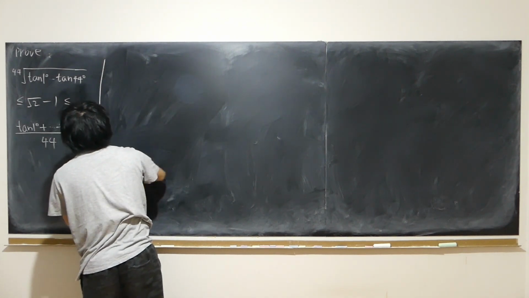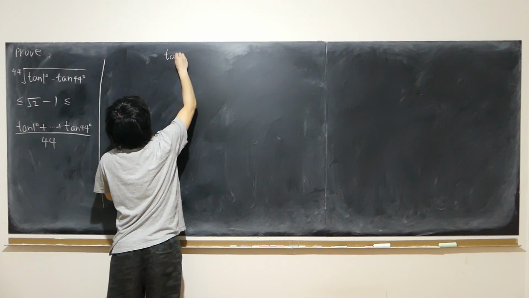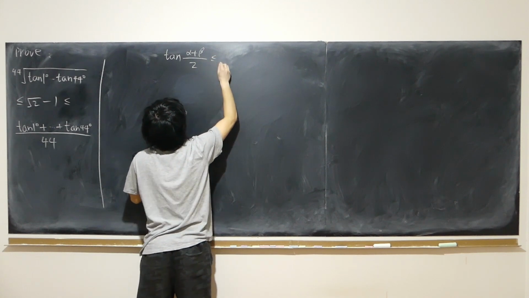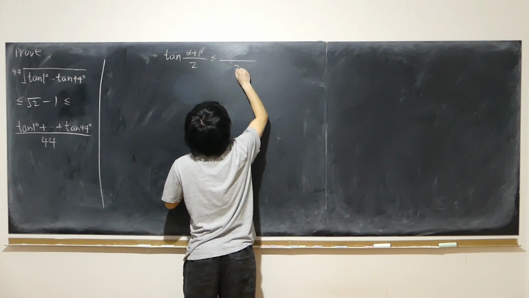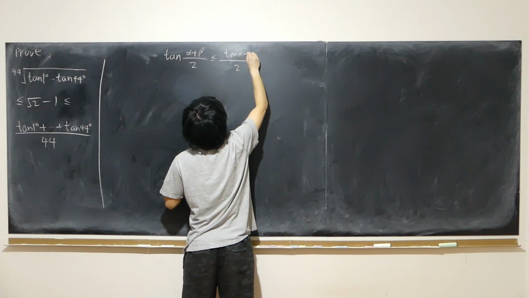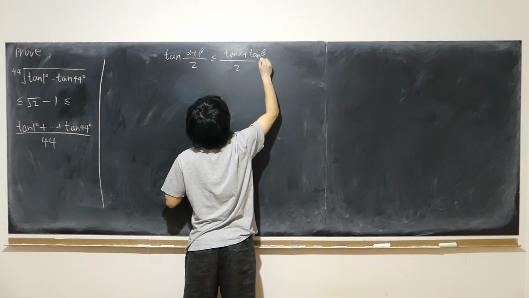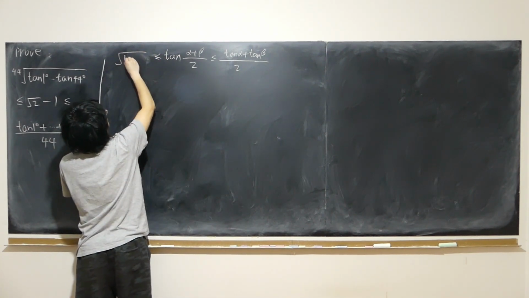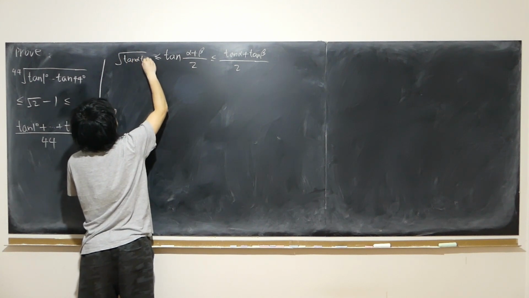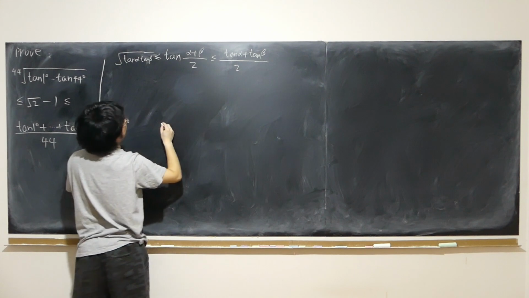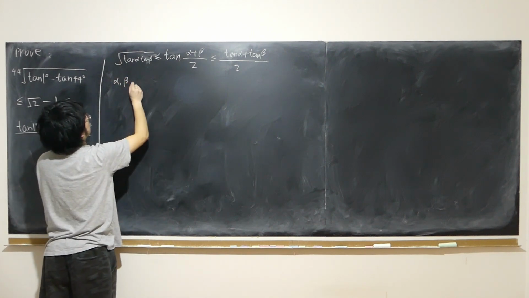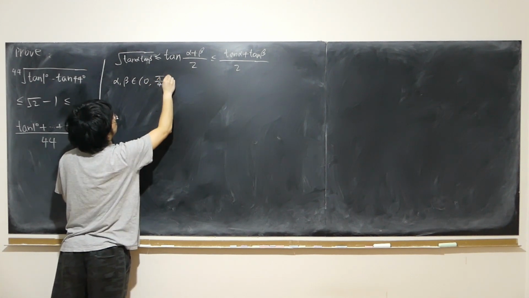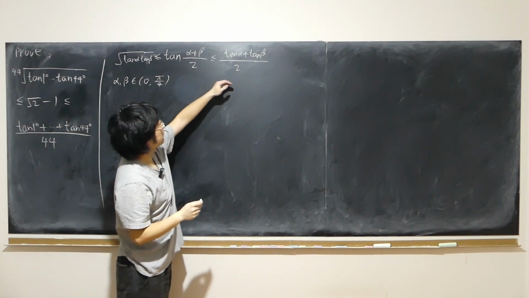And so first, let me just make the following claim. The tangent of half of alpha plus beta is less than or equal to half of tangent alpha plus tangent beta, which is bigger than or equal to the square root of tangent alpha times tangent beta. And of course, we restrict alpha and beta within the open interval 0 to pi over 4. Okay. Let's first start with the right-hand side.